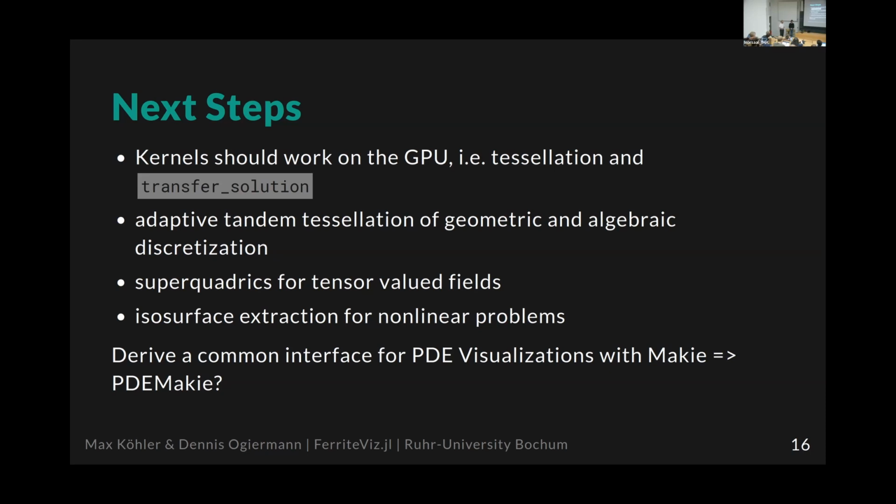And isosurface extraction for nonlinear problems. And then in the end, if we have some iteration where we think we discovered all possible combinations, derive a common interface package, which would be then PDE Makie or something like that, which would be interfaced by Trixie, AP, finite tools, or whatever other finite element toolboxes are out there in Julia. And then hopefully everyone's life is easier. And yeah, with this, I would like to thank you for your attention and then maybe ask some questions.